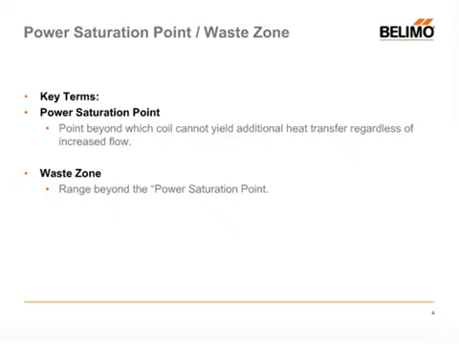zone. So any of that flow past the power saturation point is just really wasted flow because it's not conducting any additional heat transfer. So the additional flow received across that coil could actually be reduced to achieve optimum heat transfer with less flow. So anything going past the power saturation point would be considered going into the waste zone, wasted flow without any additional heat transfer.